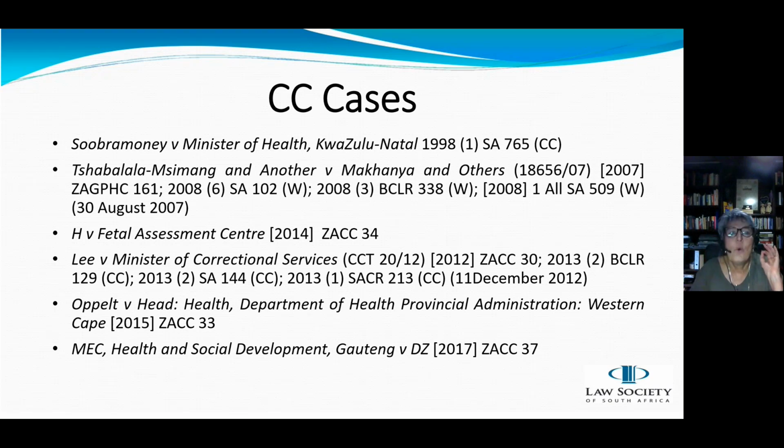That was contra boni mores, against the morals of society for many, many years, until 2014 in the Constitutional Court case of H versus Fetal Assessment Center. In that case, the Constitutional Court said that a claim for wrongful life is not contra bonos mores anymore, and it is now allowable in our high courts as the basis of a claim.